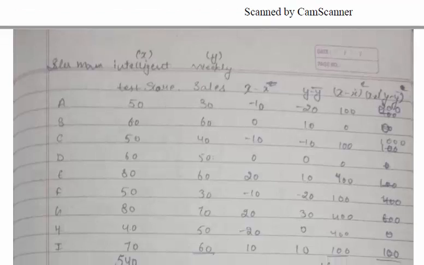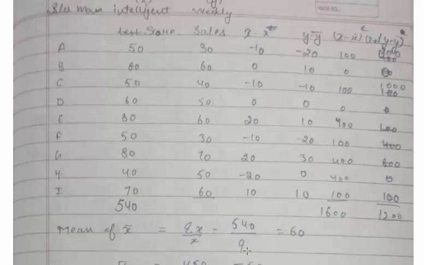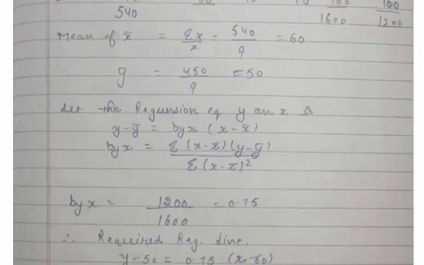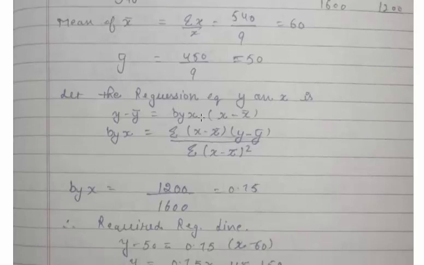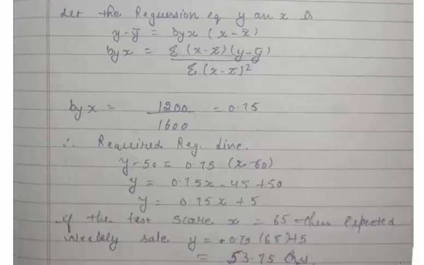So we use any of the methods to find it. Firstly, we find the mean of the X series: summation X is 540 over 9, which is 60, and summation Y is 450 over 9, which is 50. Then we find x minus x bar, y minus y bar, (x minus x bar) square, (y minus y bar) square. Let the regression equation of y on x be y minus y bar equals byx times (x minus x bar). Here we use this formula, substitute all these values, and we find the value is 0.75. So our regression equation is y minus 50 equals 0.75 times (x minus 60).